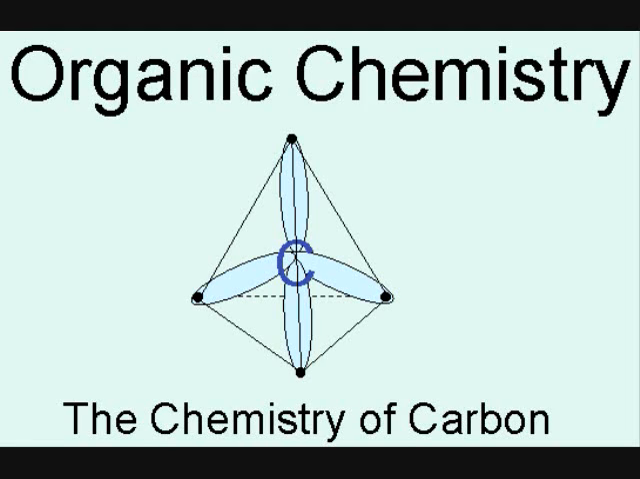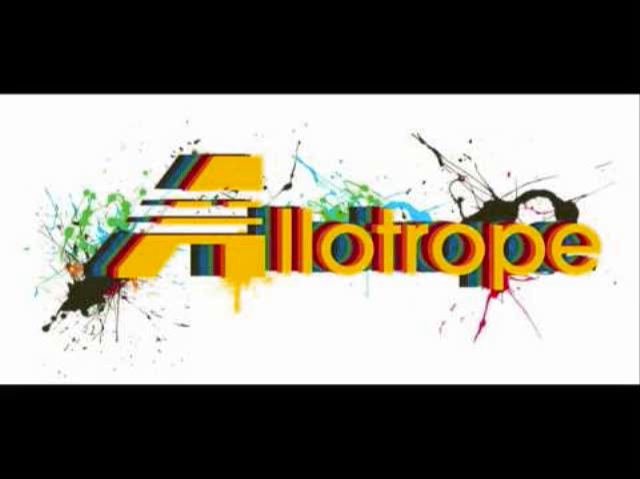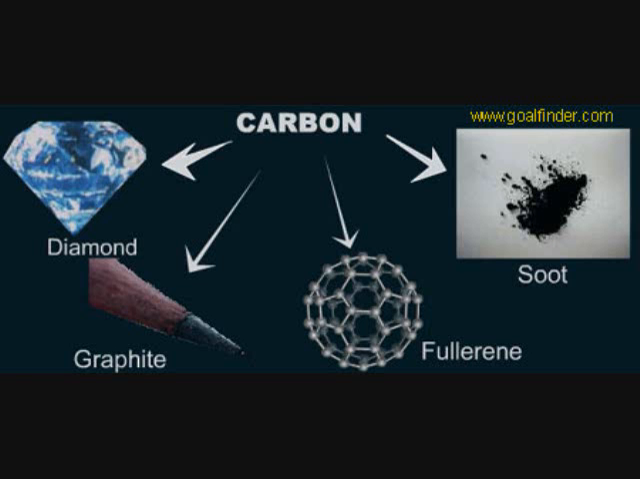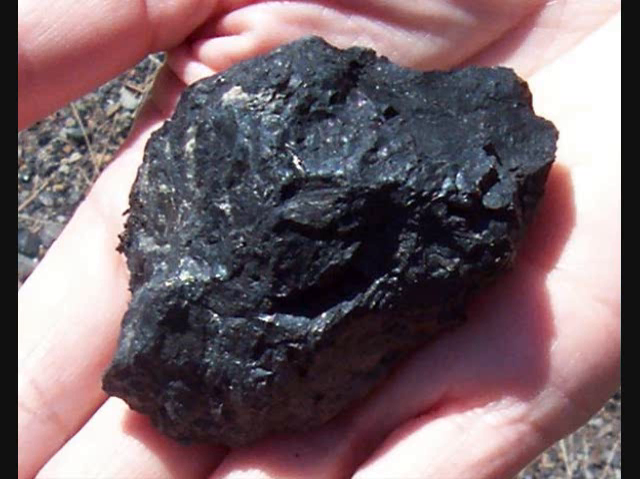A whole field within chemistry is solely dedicated to the properties of carbon, and it is known as organic chemistry. Organic chemistry deserves a whole separate series of videos, so I will not go into it here. Even the properties of the element itself, forgetting the compounds, are still amazing. Carbon has more allotropes than any other element, even more than sulfur, and these allotropes are incredibly diverse.